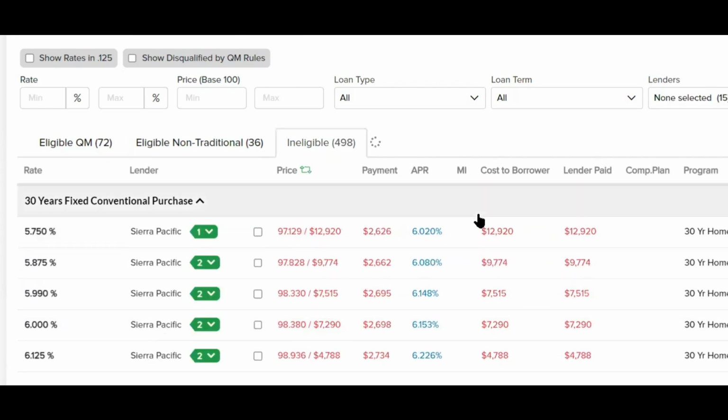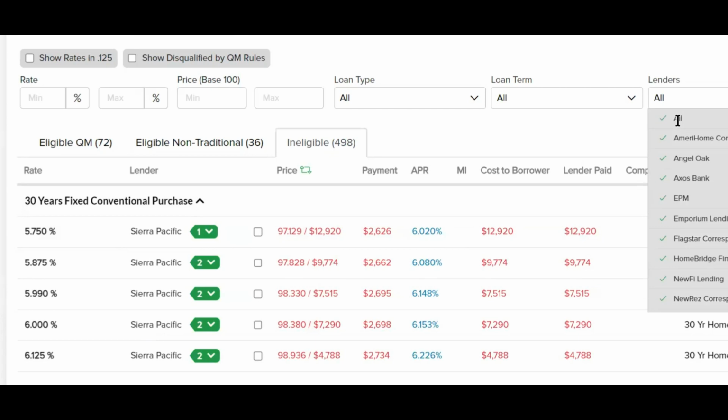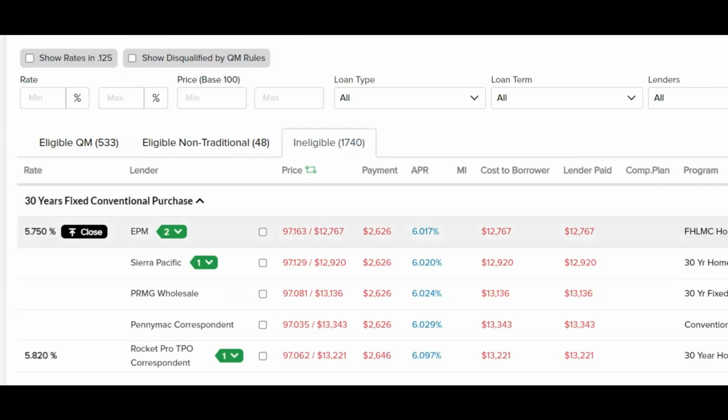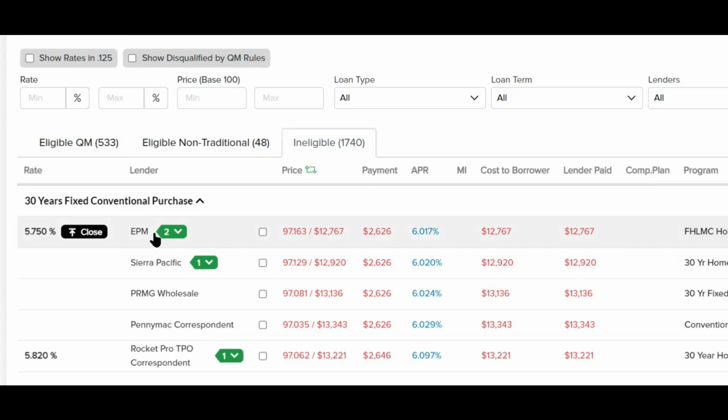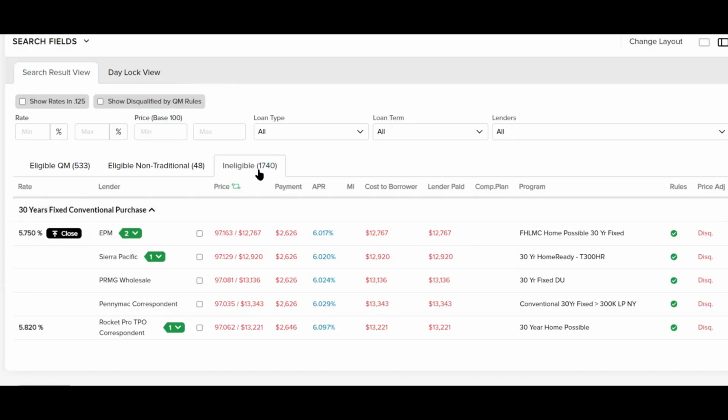If it's ineligible, which I'm sure there's not a lot. I don't know why Sierra Pacific is coming up on that, but we'll check that out. Let me see why I disqualified. Oh, it's because they're showing all these different products. Okay, so where I went for that. At EPM at this 5.75, it's in the ineligible category. So you're going, okay, there's still 533 that are eligible, but there's 1740 that are ineligible. And the reason why this is ineligible is this is Home Possible.